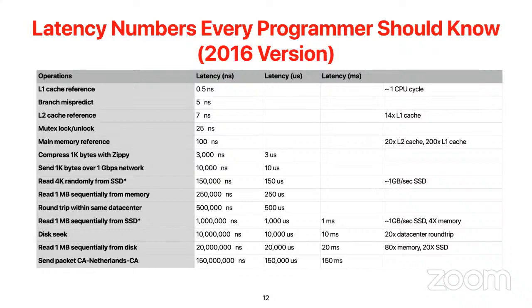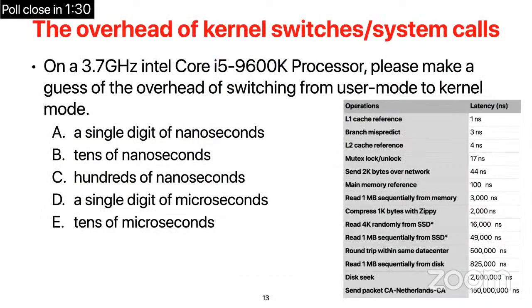So now, the question that I'm asking you is that, knowing the table of latency numbers every programmer should know, can you tell me, if I want to perform a kernel switch, or say I want to invoke a system call, can you imagine how big the overhead is?